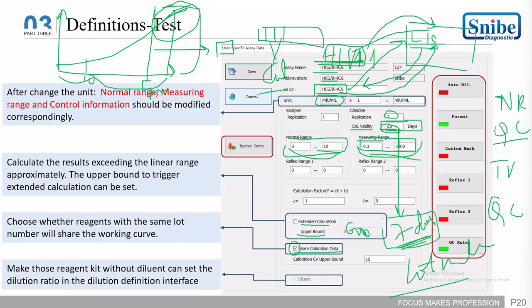So this is for the lot number, and we must also be sure that the customer can finish the second kit before the expiration date. For example, if he finished the reagent kit after 20 days, there are still 8 days remaining until expiration. In this situation, we cannot suggest to share the calibration data, because he finished the previous reagent kit after 20 days, so we cannot be sure that he can finish the next kit in 8 days.